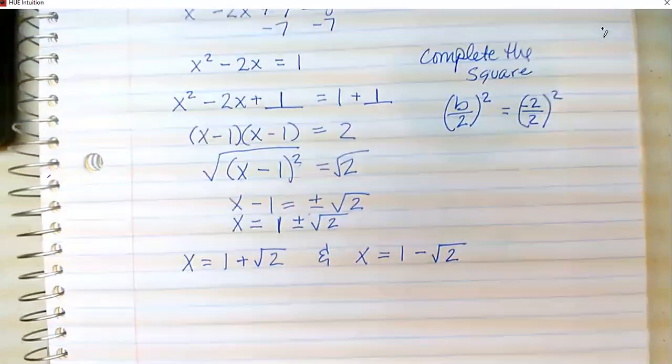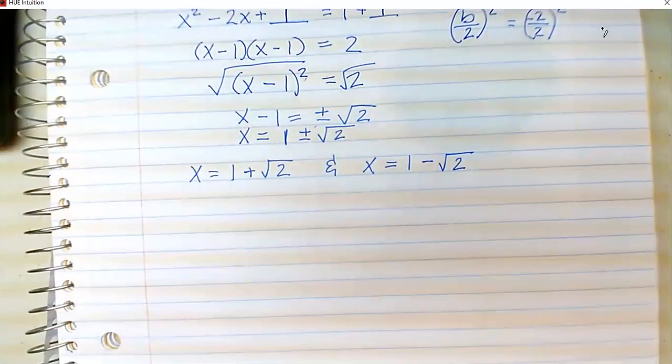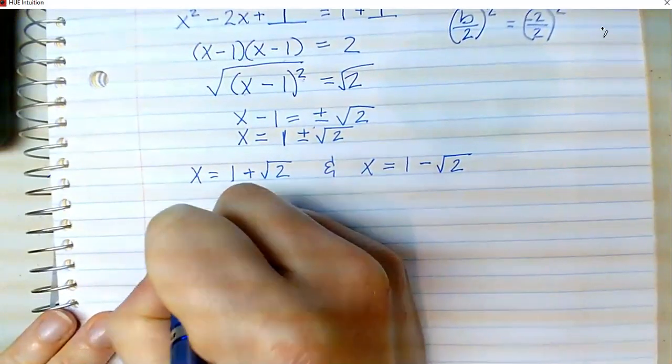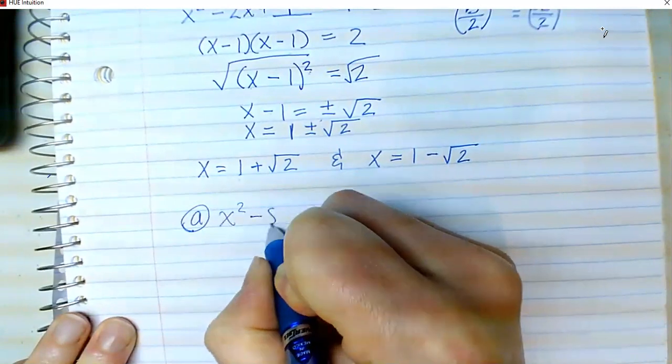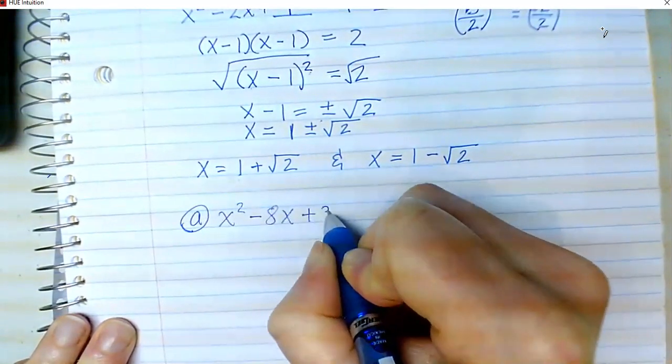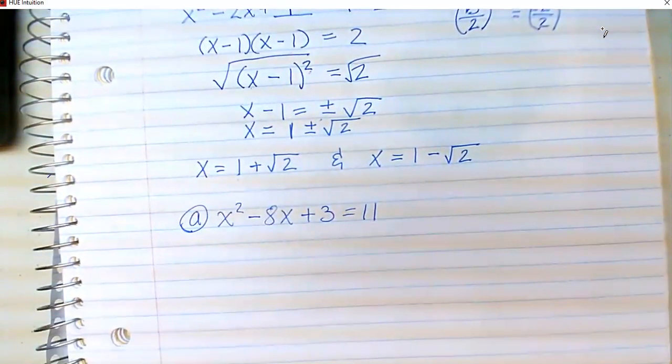So now what I want you to do is try problem A. So it looks like this. It's got x squared minus 8x plus 3 is equal to 11. Try it on your own and then watch the next video.